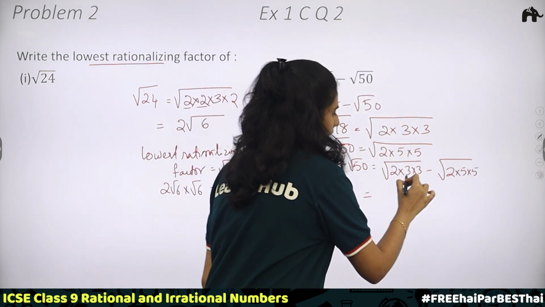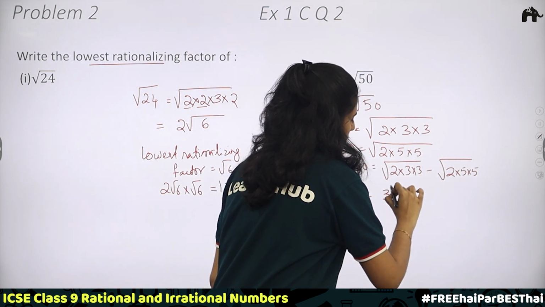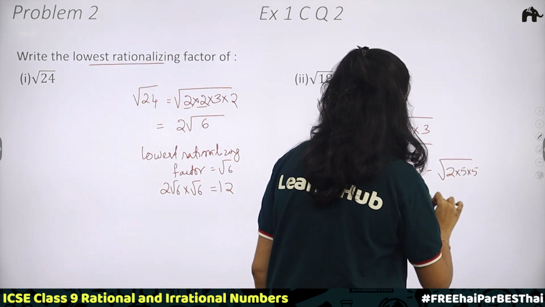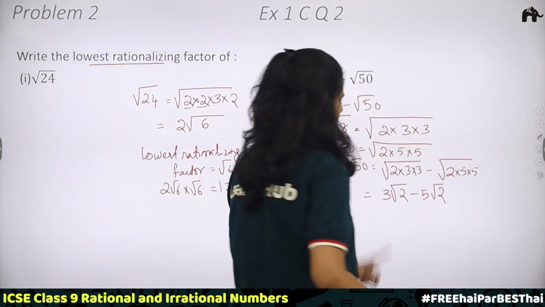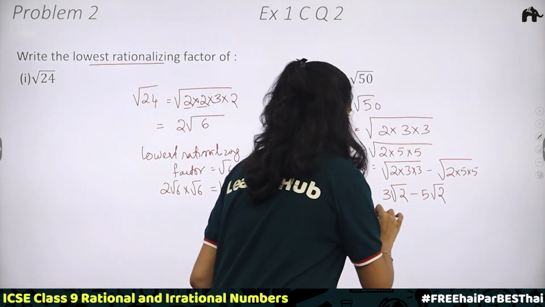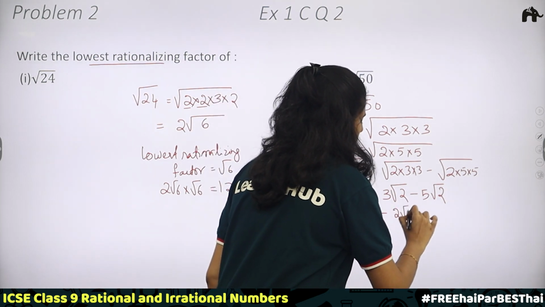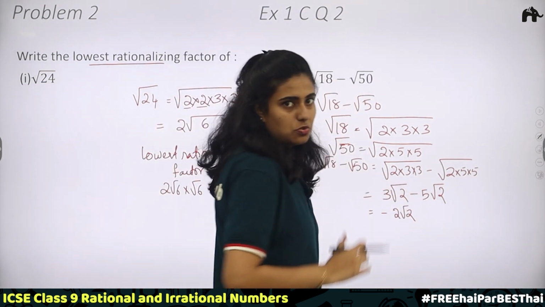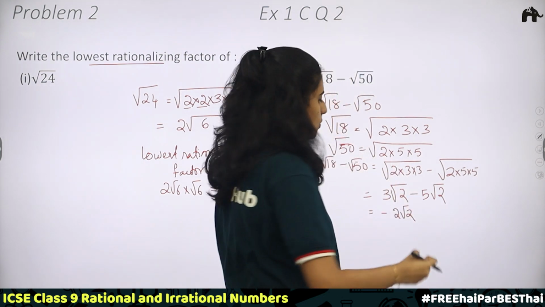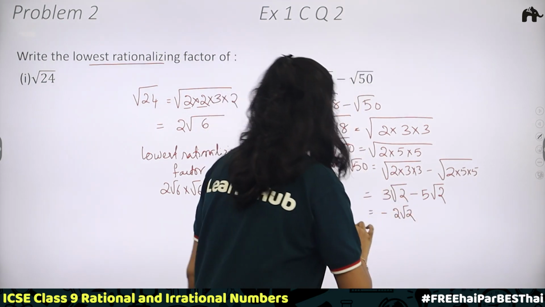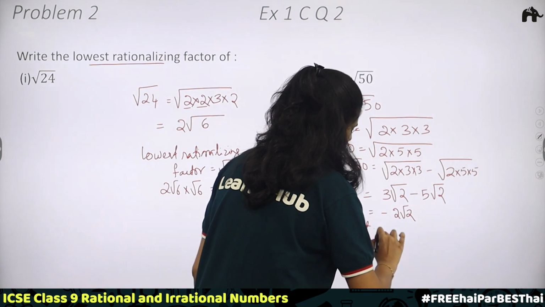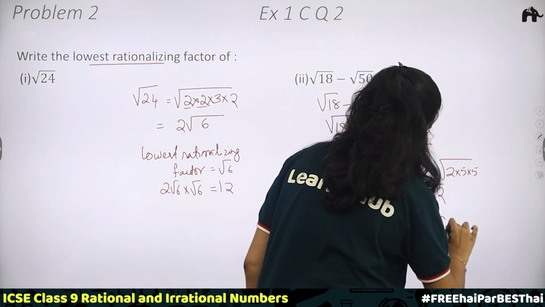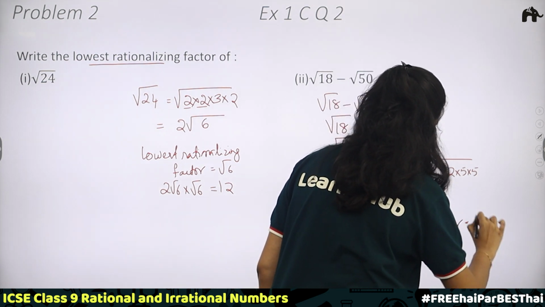So here we have 2 3's. One can be taken out. 3 root 2 minus. Here we have 2 5's. One can be taken off. 5 root 2. 3 root 2 minus 5 root 2. What do we get? Just minus 2 root 2. Okay. Minus 2 root 2. So here when you get minus 2 root 2, to get a rational number, you have to multiply with this root 2. Okay. Therefore, lowest rationalizing factor is equal to root 2.